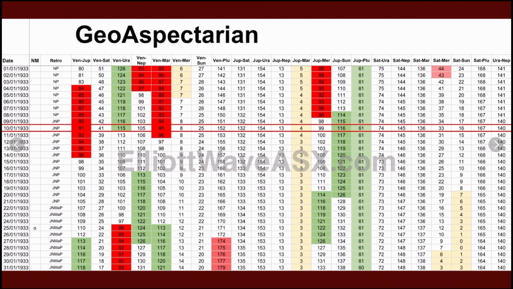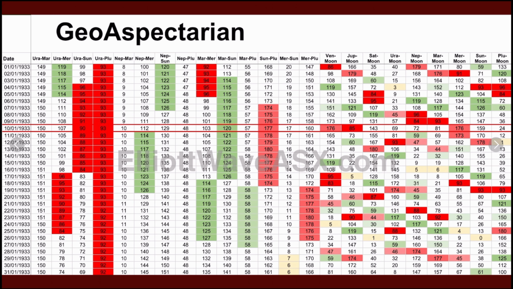Now back to the setup. Looking at the Geo-Aspectarian for the 10th of January 1933, we have Venus, Jupiter square, Venus, Uranus in a trine, Venus, Mars square, Jupiter, Mars conjunct, Jupiter, Sun trine, and if I scroll to the right, we have Uranus, Sun square, Uranus, Pluto square, Neptune and Mercury just coming into a trine, Mars, Sun trine, Sun, Pluto opposite, Venus, Moon opposite, Jupiter, Moon square, and Mercury, Moon opposite.